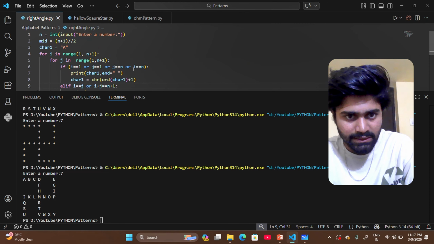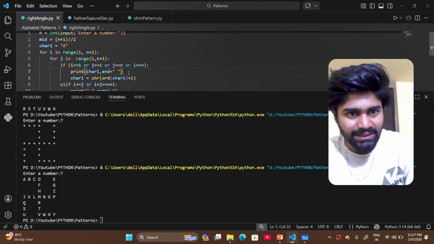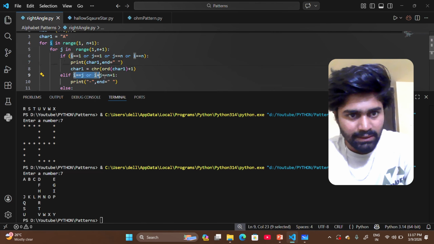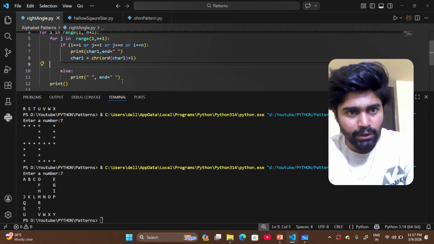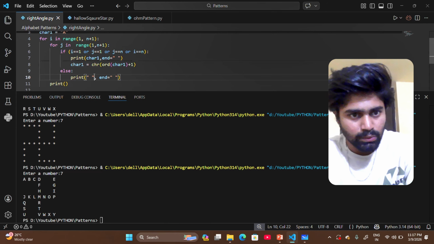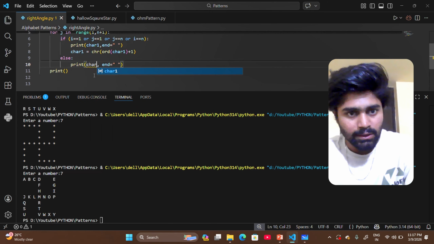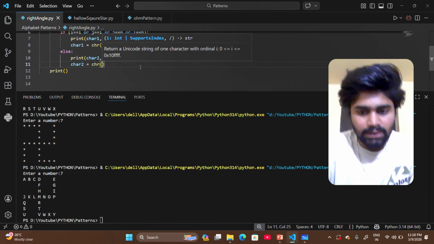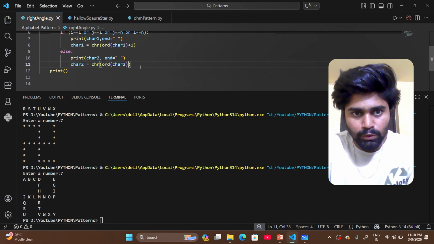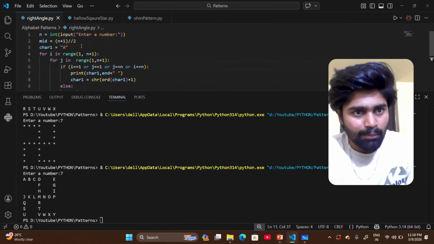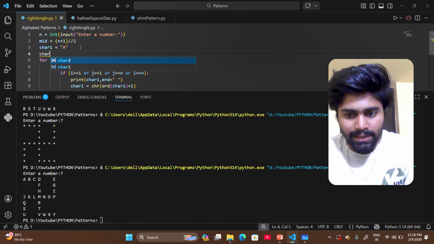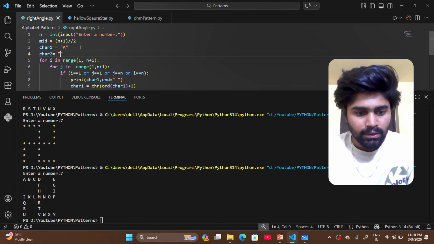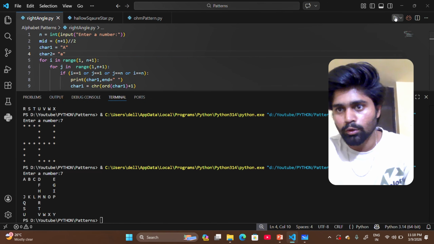I am going to change here. I am going to print the character, and whenever the condition is false here, I am going to print character 2. So instead of printing character 2, simply write character 2 equals chr of ord of character 2 plus 1. Now I am going to declare one more character here: character 2 equals small a. Now you can get the same output here.